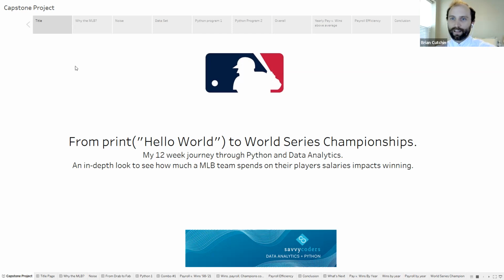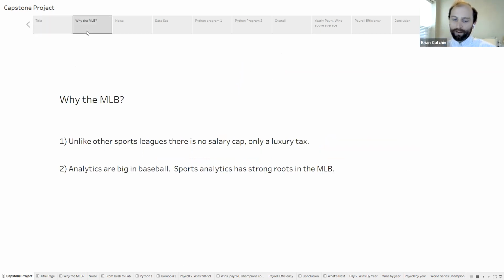So I wanted to find out if a team spent more, did that show up in the win column? So for this project, I chose the MLB. And why the MLB? Unlike other sports leagues, they don't have a salary cap. They only have a luxury tax. So teams are free to spend as much or as little as they desire.